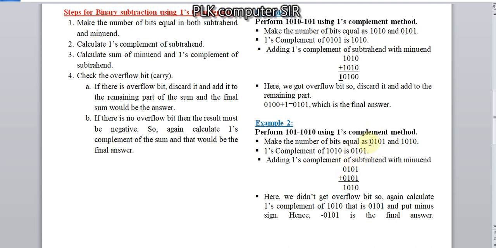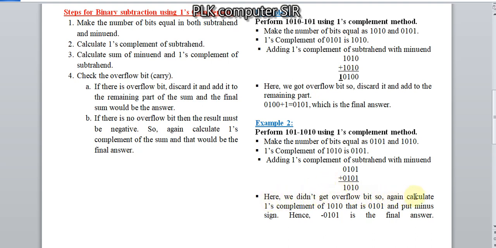Okay, so 0101 plus 0101, if you add, 1 plus 1 is 0, carry over 1. Then 1 plus 0 plus 0 is 1. Again 1 plus 1 will be 10, so 0 here, 1 carry over, so 1 plus 0 plus 0 is 1. So we are getting only 4 bits, we are not getting 5 bits. We do not have a carry here, so we didn't get an overflow bit.